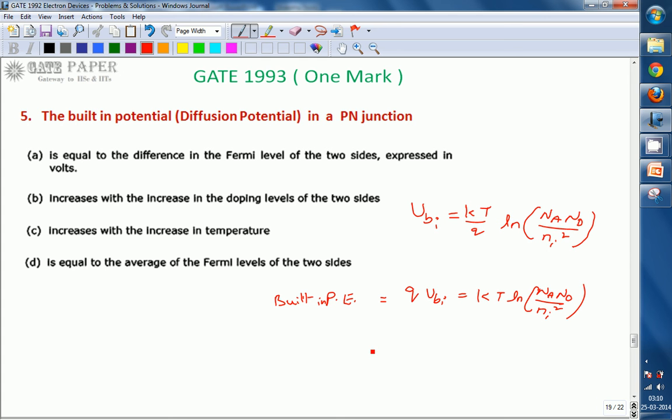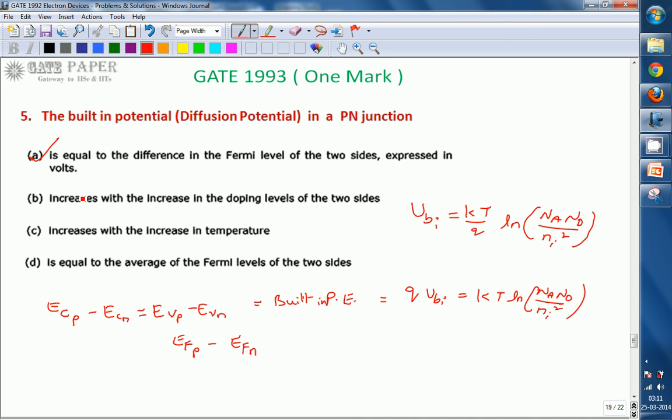So built-in potential can be written as the difference in Fermi levels, that is, the difference in conduction bands on p side with respect to n side. Otherwise it can be the difference between valence bands on p side and n side. Otherwise it can be EFP minus EFN, that is the difference in Fermi levels of both sides. That is the right answer only. So A is the right answer.